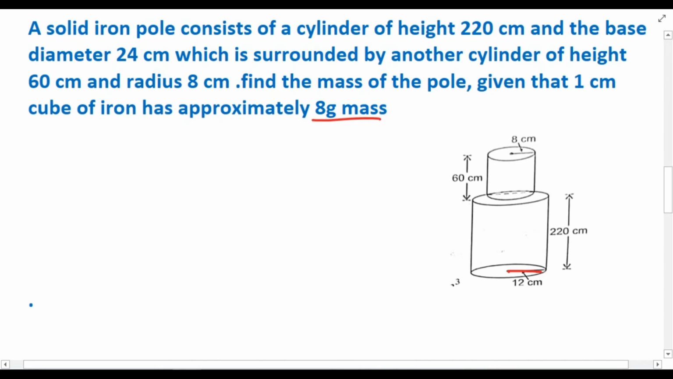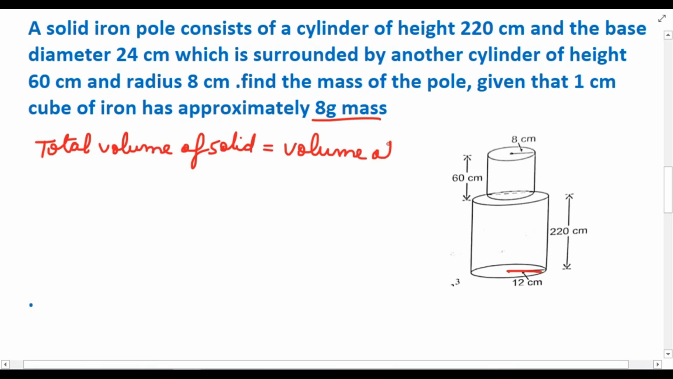So it is very simple. The total volume of the solid will be, you have a combination of solids, meaning only 2 cylinders. So volume of the first cylinder plus volume of the second cylinder will give you the total volume of the solid.